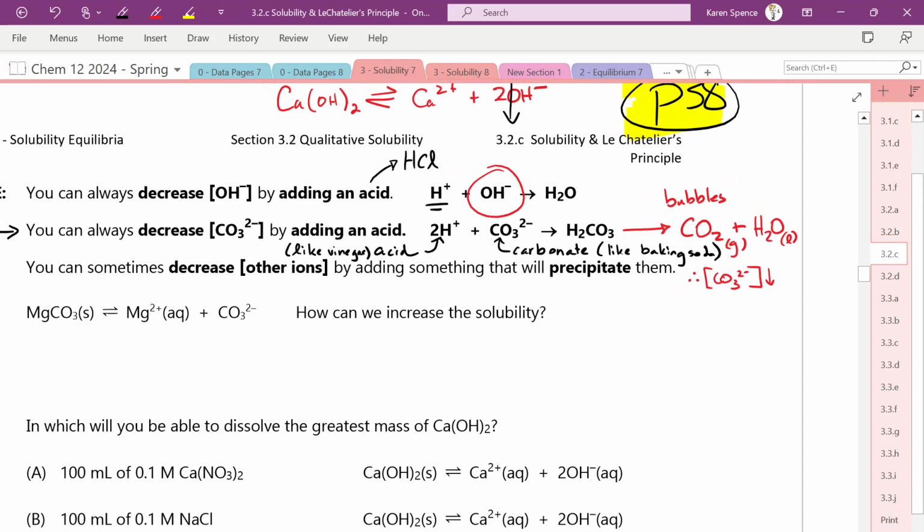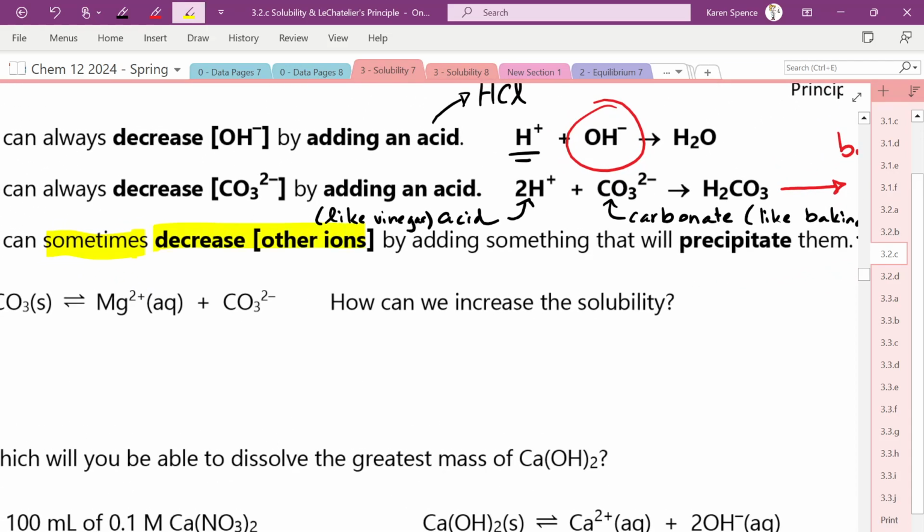And the other thing that you should know is that you can sometimes, not always, decrease other ions by adding something that will precipitate them. So you can decrease hydroxide by adding an acid, you can decrease carbonate by adding an acid, and you can sometimes decrease other ions by adding something that will precipitate them.